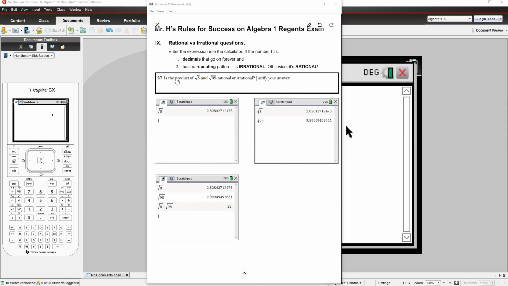So it says, is the product of the square root of 8 and the square root of 98 going to be rational or irrational? And then it says over here, justify your answer. Okay.